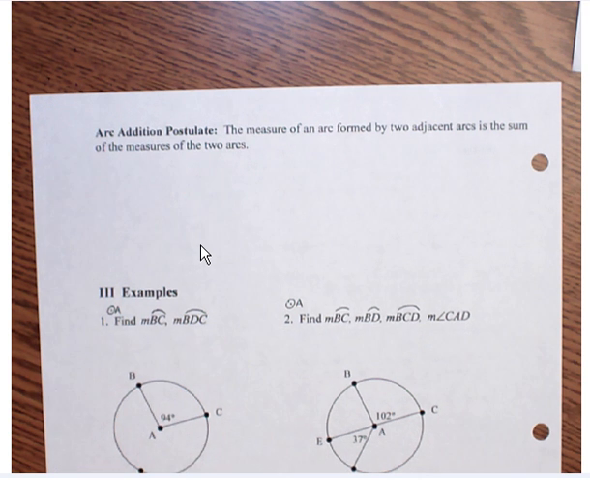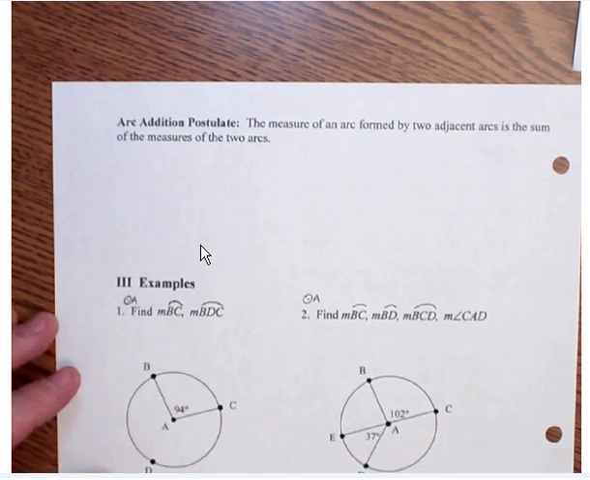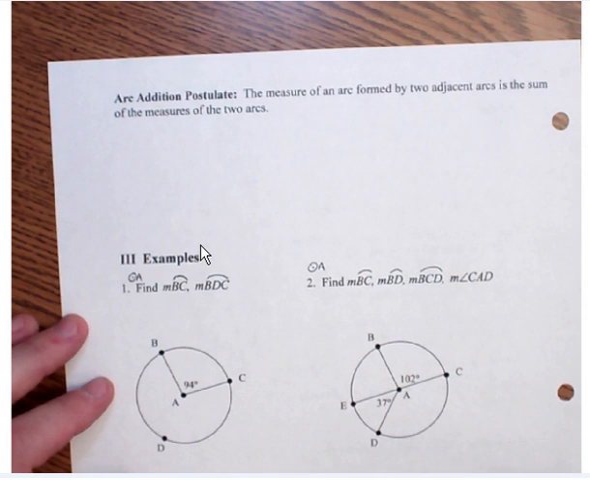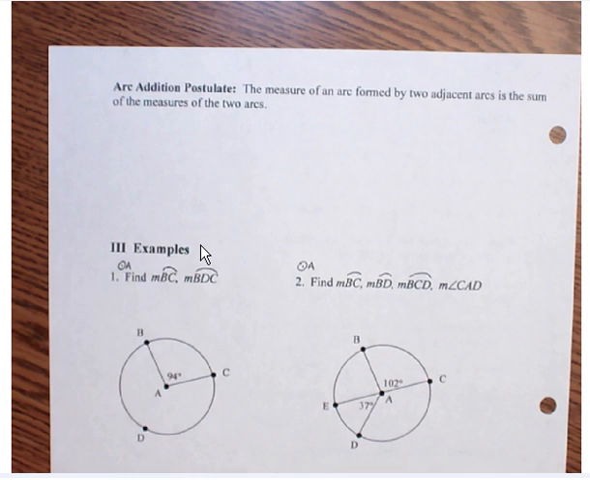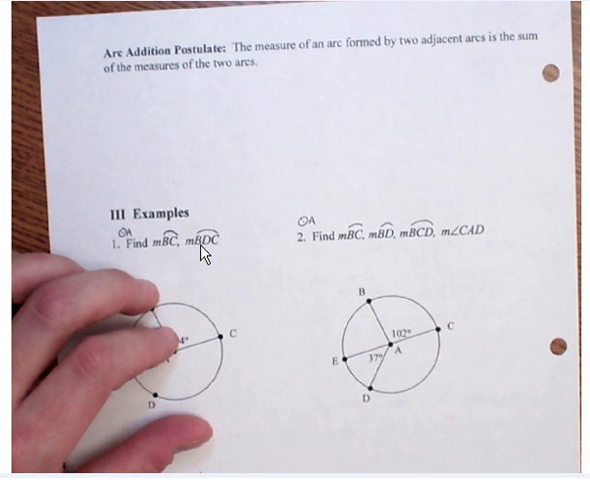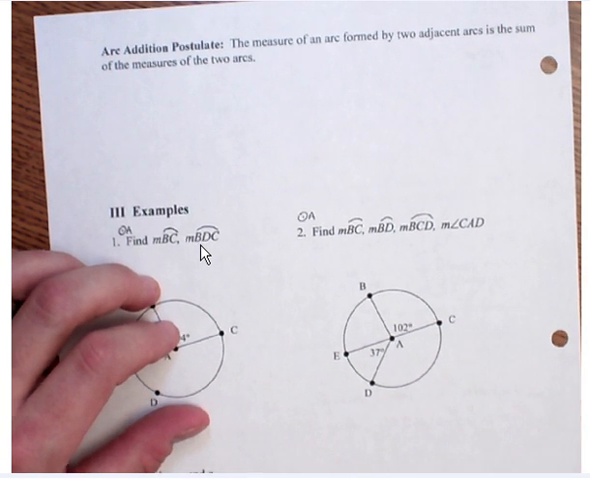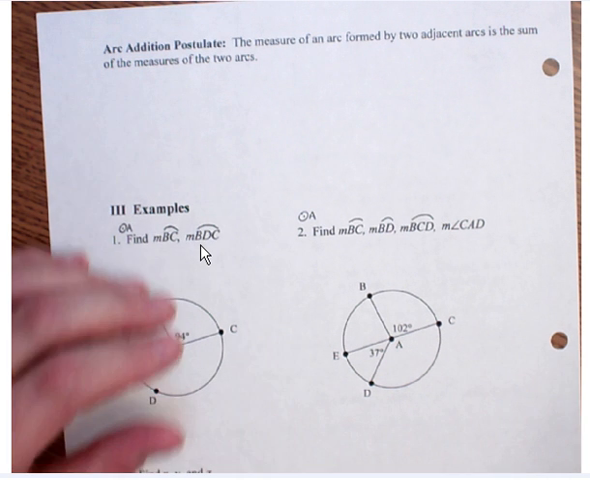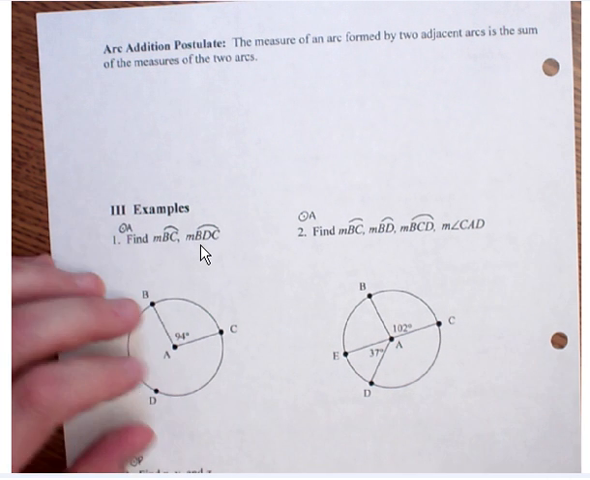Okay, so now we're on the back of the notes. We have one more theorem, postulate, that we're going to talk about, and then we'll look at some examples. The postulate is called the Arc Addition Postulate. And again, a postulate is a rule that we assume to be true in geometry.